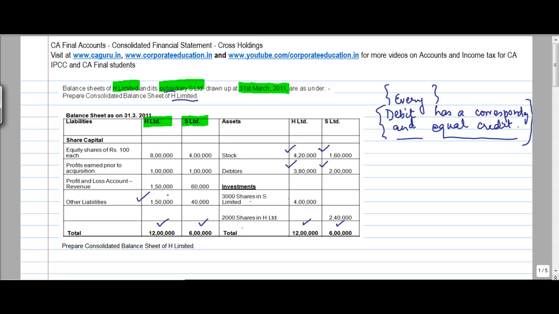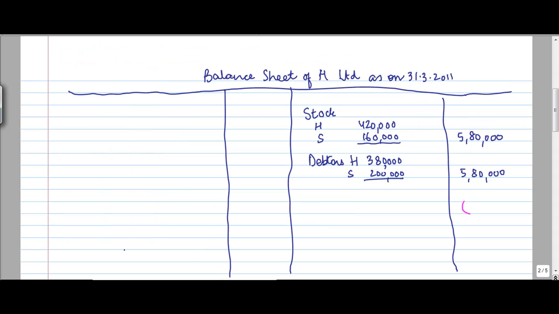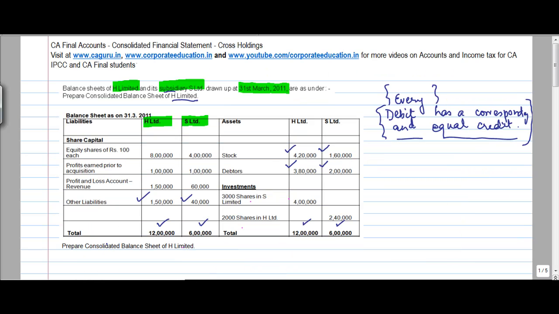So other liabilities, 1,50,000 and 40,000. Other liabilities, 1,50,000. I do a sum of these two, I get 1,90,000 here. Done? Okay, very good. These are just creating confusion, so I'm just removing them. So I am done with these adjustments. Now this is what I am left with.